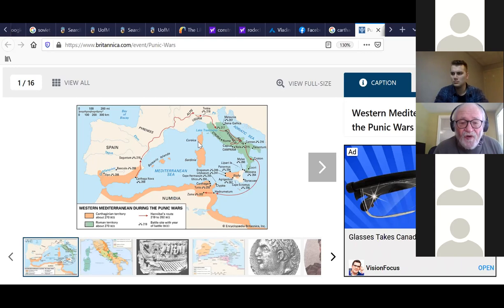So you can see the whole of present-day Italy, Corsica is of course part of France, but Sardinia and Sicily and Corsica all became part of this budding Roman Empire as a result of the First Punic War.